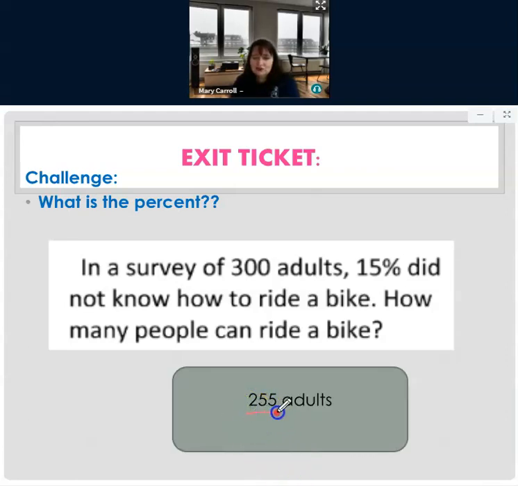All right, the answer is 255 adults. For the 15%, I'm going to use B for bike. We subtract that 15%, because it's how many did not know how to ride. That means 85% of them could ride a bike. So we take that 300 and multiply it by 0.85, and don't cut any adults in half if you get a fraction or a decimal.